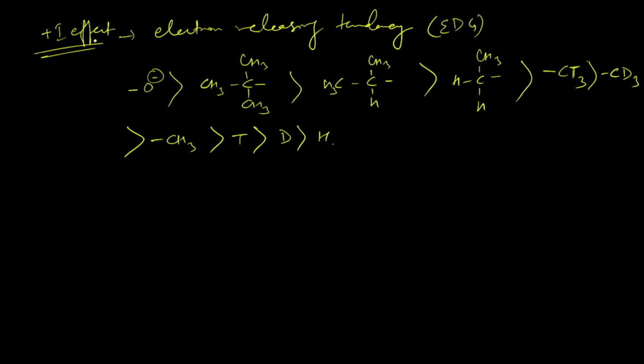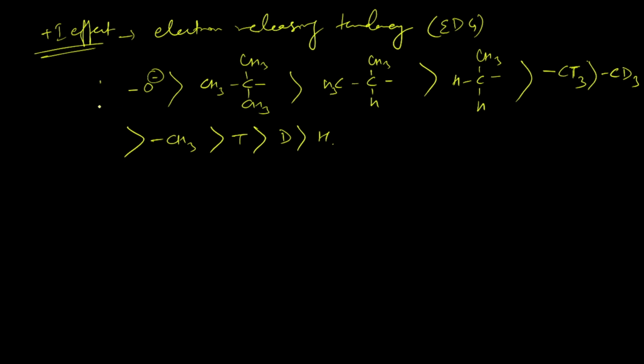Even many more are there, so how many are we going to write? This is somewhat your plus I effect, or electron releasing group, or electron donating group. So if these groups are attached to a particular species, then we can say that it is giving plus I to that species, for stability or maybe for reactivity. We will see when we solve the examples what the effect of plus I and the effect of minus I is.